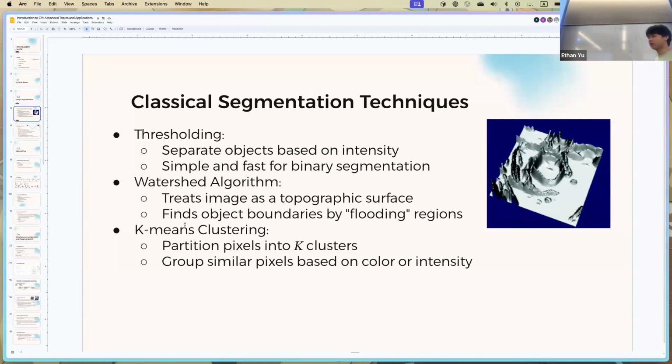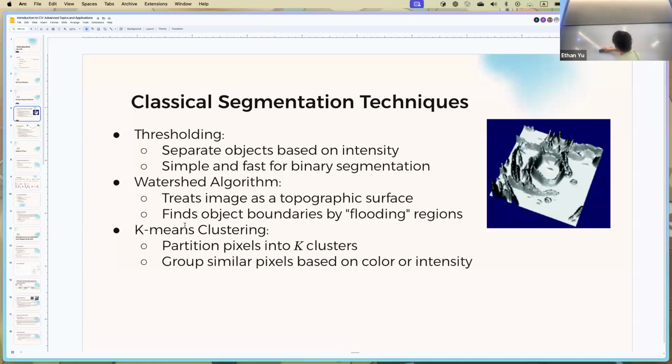Basically you take an image and map its intensity values to the height coordinate. So over here we have an image and we map each pixel's intensity as a height. And then if you imagine pouring water on the whole thing, water is slowly going to come up. And whenever water in two regions meets, that's considered an edge to segment on.